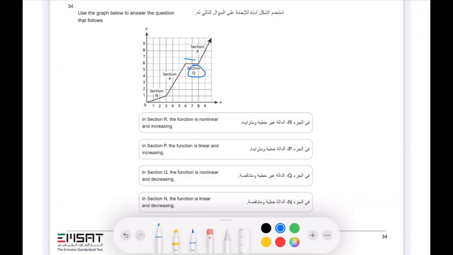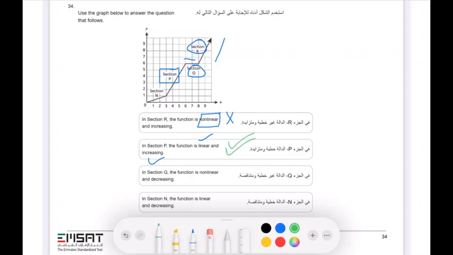In section R, the function is non-linear and increasing. Now this is wrong because it is linear. As you can see in section R, it is linear and it is increasing, but here it says non-linear, so it's going to be wrong. In section P, the function is linear and increasing. Now this is section P. Is it linear? Yes, it is linear. And is it increasing? Yes, it is increasing. And therefore, this is the right answer.